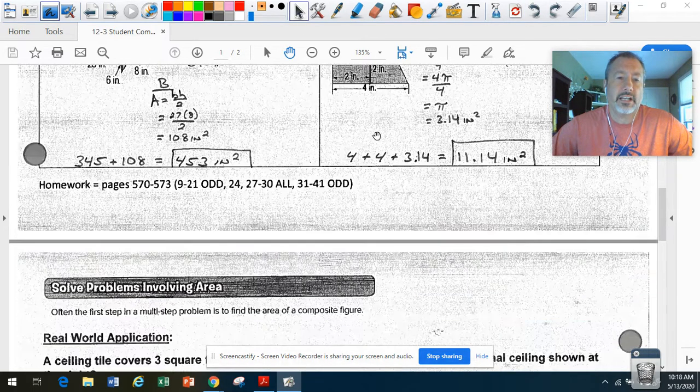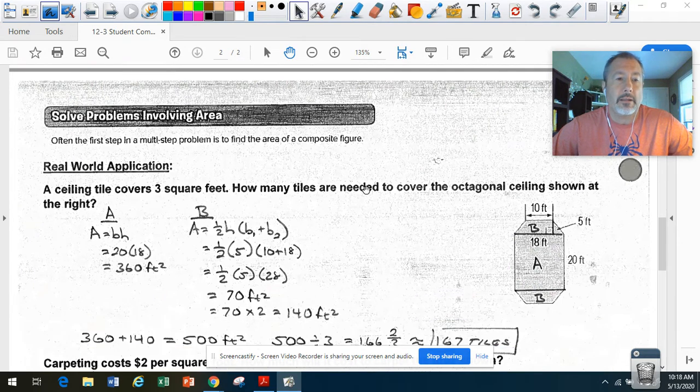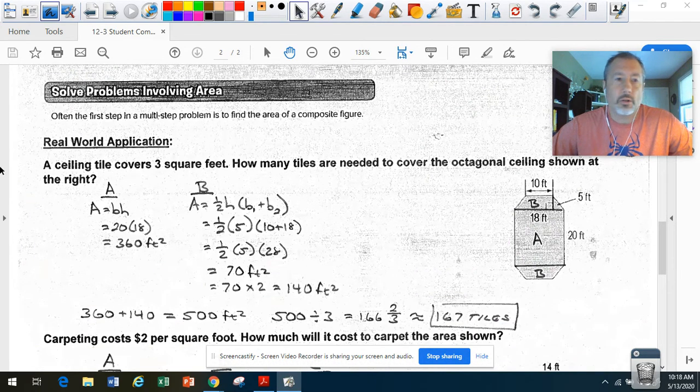Okay, let's turn over to the next page here. Solve problems involving area. Often the first step in a multi-step problem is to find the area of a composite figure. So that's what we may have to do here first. It says here, a ceiling tile covers 3 feet squared, or three square feet. How many tiles are needed to cover the octagonal ceiling shown at the right?